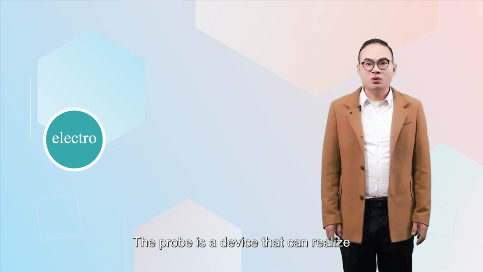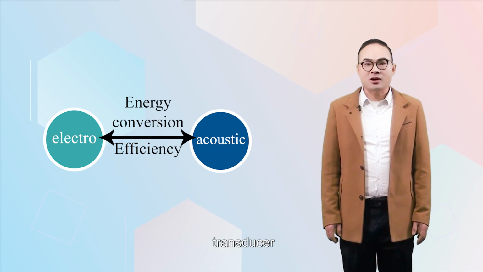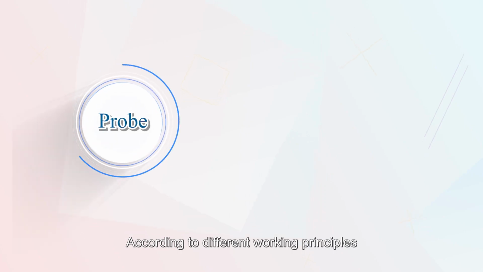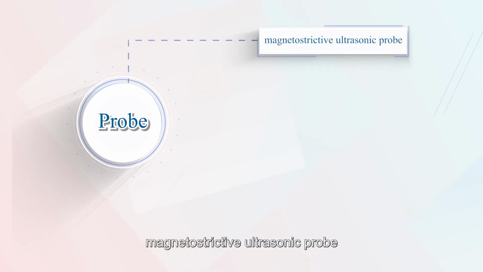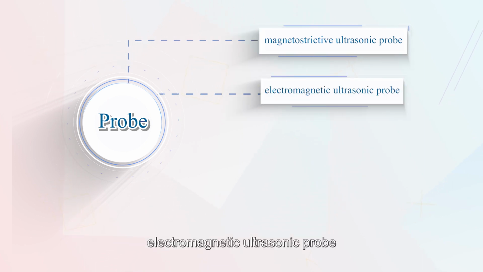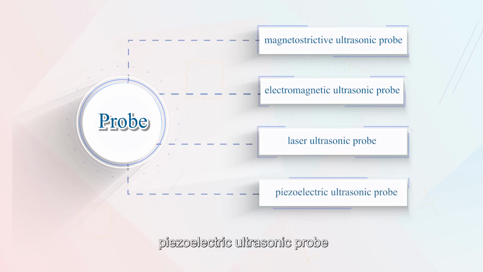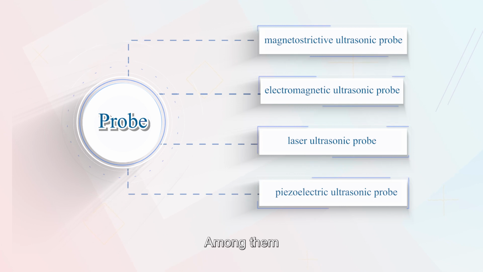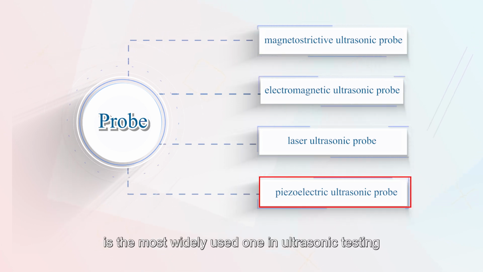The probe is a device that can realize the mutual conversion of electroacoustic energy, that is, a transducer. According to different working principles, the probe is correspondingly divided into magnetostrictive ultrasonic probe, electromagnetic ultrasonic probe, laser ultrasonic probe, piezoelectric ultrasonic probe, etc. Among them, the piezoelectric ultrasonic probe is the most widely used one in ultrasonic testing.